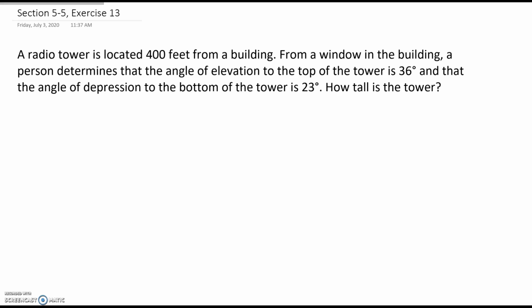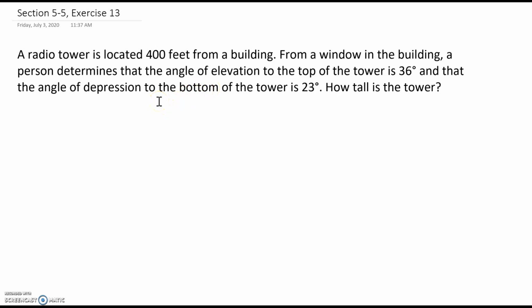Go through this exercise. It's number 13 in section 5.5. It says the radio tower is located 400 feet from a building. From a window in the building, a person determines that the angle of elevation to the top of the tower is 36 degrees and that the angle of depression to the bottom of the tower is 23 degrees. How tall is the tower?